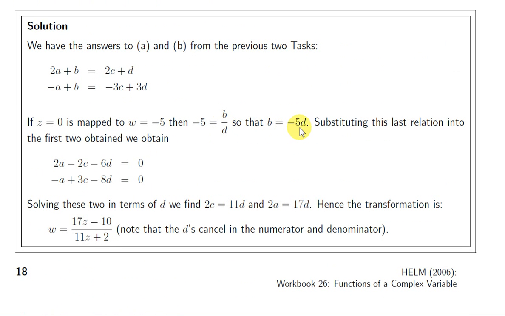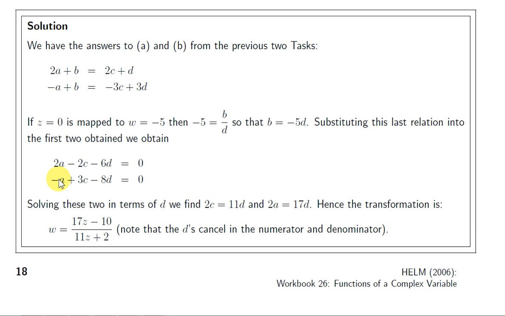Okay, so rearrange this, plug minus 5d in for b up here, and we get 2a minus 5d minus 2c minus 1d. That gives us 2a minus 2c minus 6d equals 0. And in the second equation, plug minus 5d in for b, and we get minus 5 minus 3 is minus 8d on the left hand side, plus 3c, bring over the minus 3c, then minus a. Now it looks like we have two equations and three unknowns, so it looks like we will have more than one possible bilinear transformation. Actually, it turns out there's only one such bilinear transformation.